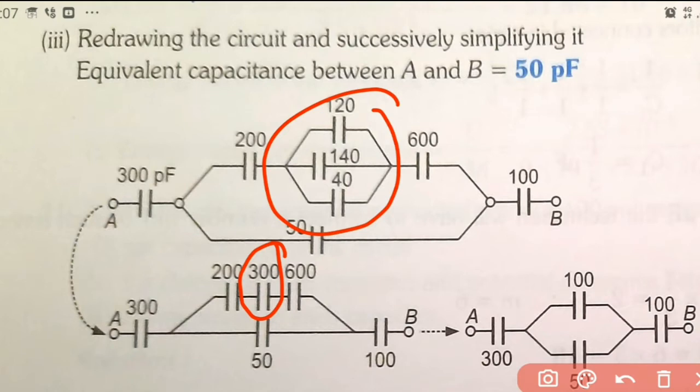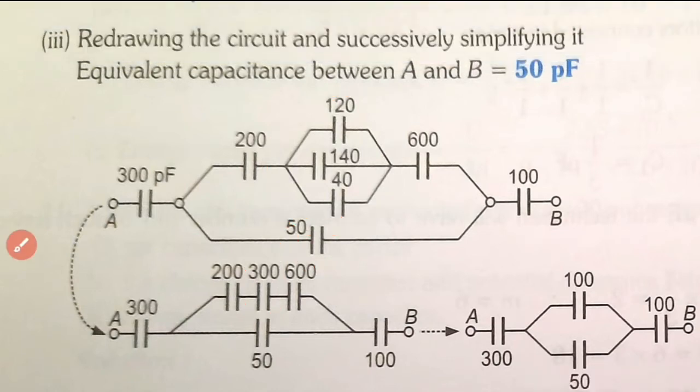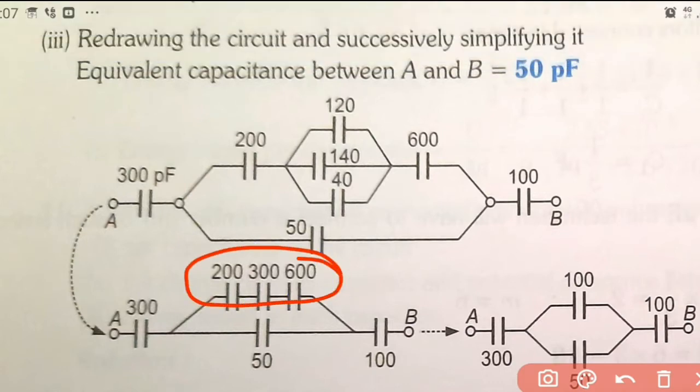300. So in that diagram, 200, 300 and 600 come in series. With that series combination, this 50 comes in parallel. That's what is drawn. Okay, so that is this diagram. So 300 is here, then that is drawn. In the next diagram again, this series combination is replaced by its effective, that is 100.